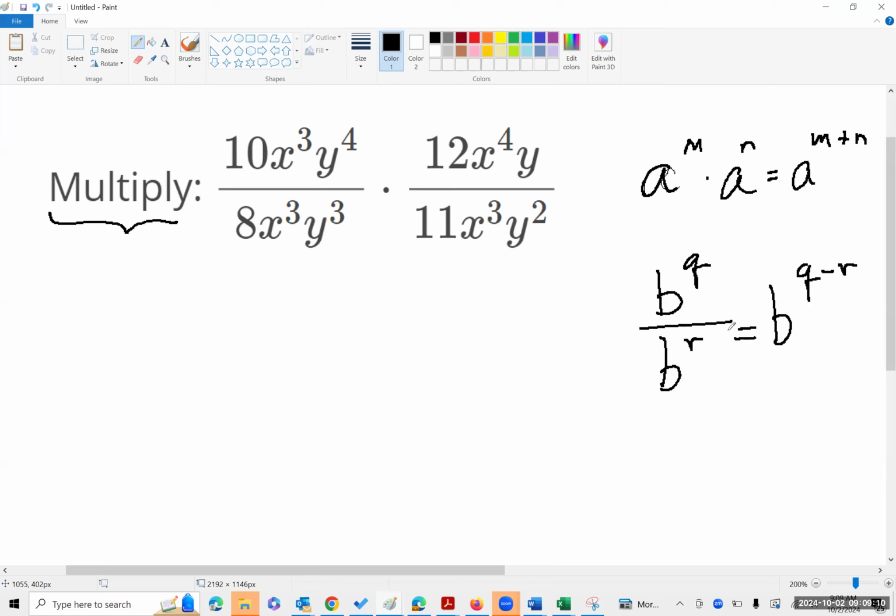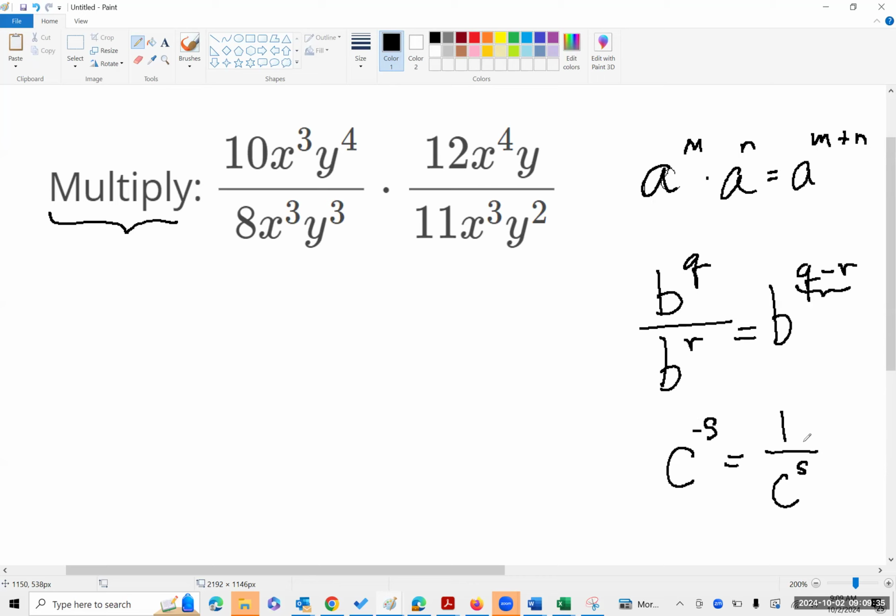Okay. By the way, sometimes this can end up being a negative. So in that case, we might need another rule. Let's say c to the negative s is 1 over c to the s. So we may need that property.